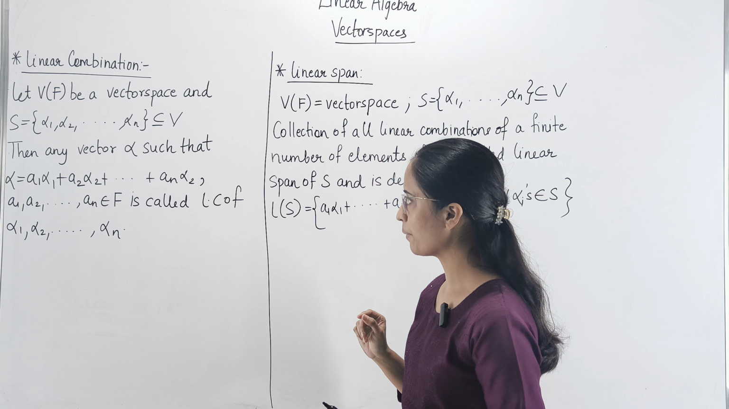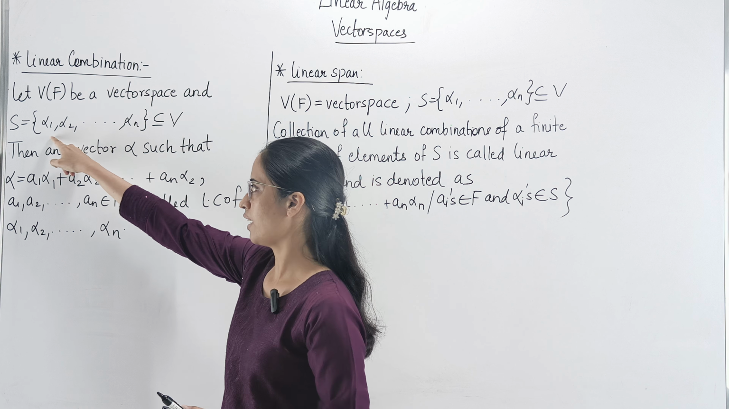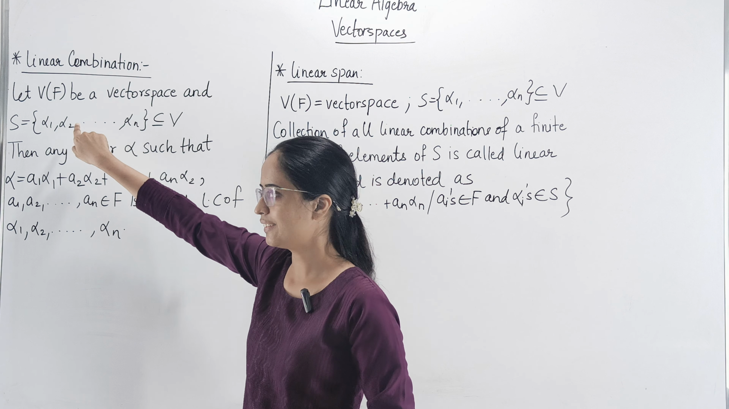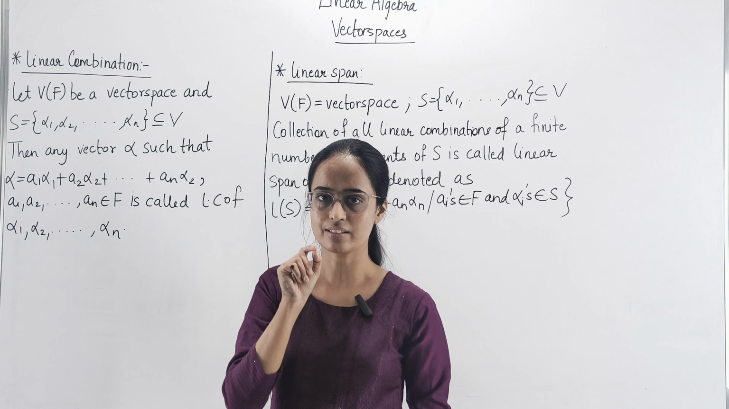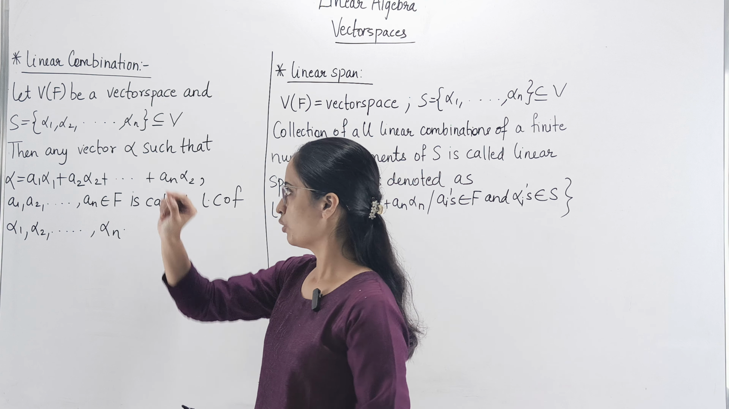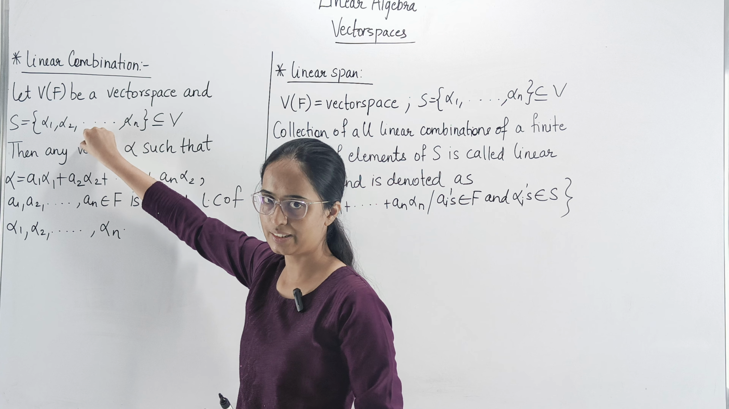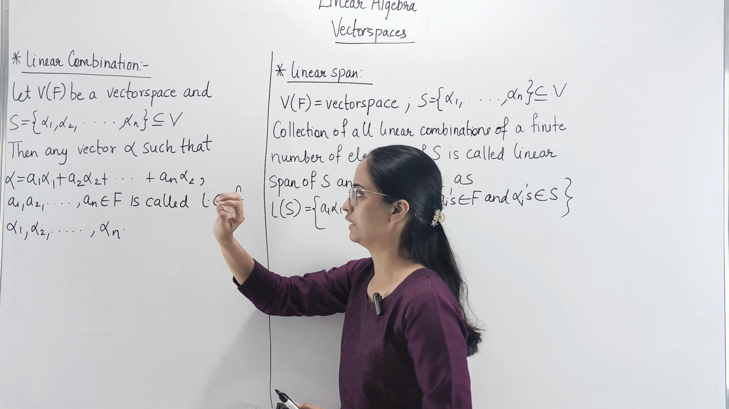It is a vector space, and you have one more set S which consists of vectors alpha 1, alpha 2 and so on up till alpha n. Clearly this set is taken as a subset of this vector space. Mark my words, it's a subset and not a subspace. So when we take a subset of a vector space, it will also contain only vectors. We have taken a finite subset of the vector space.